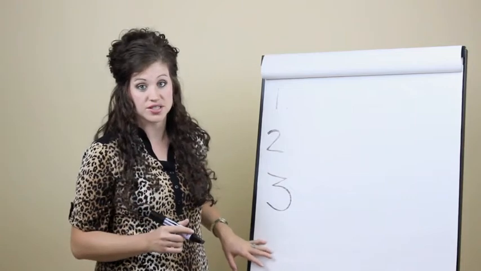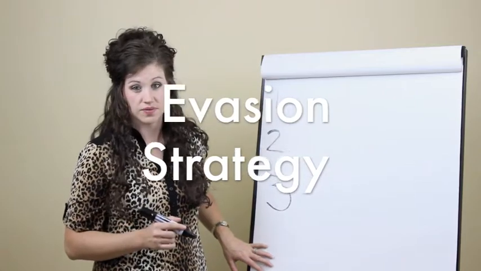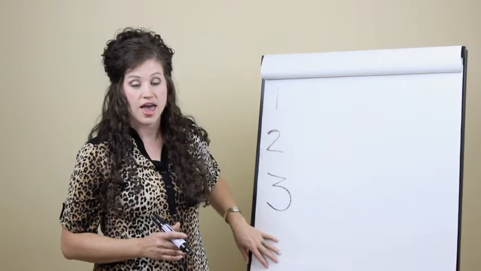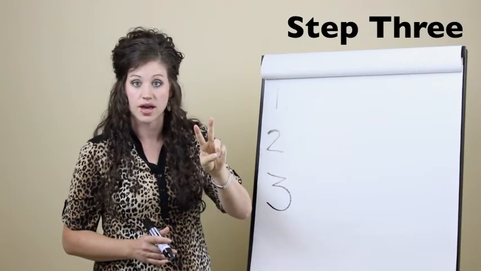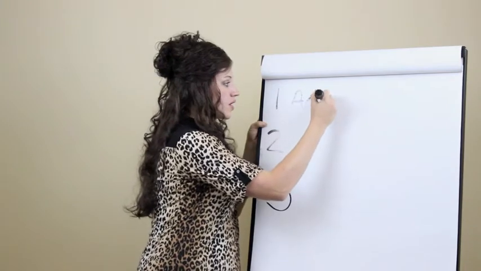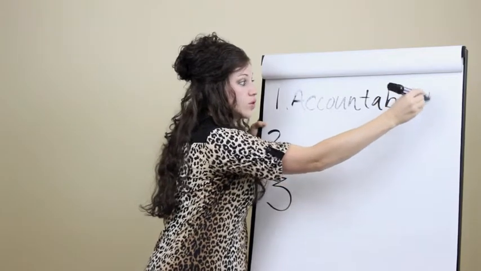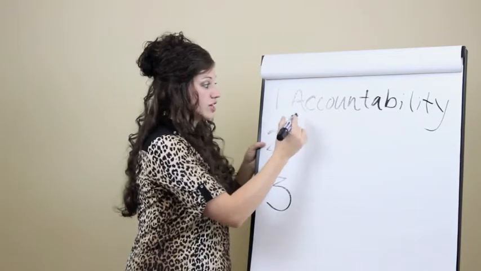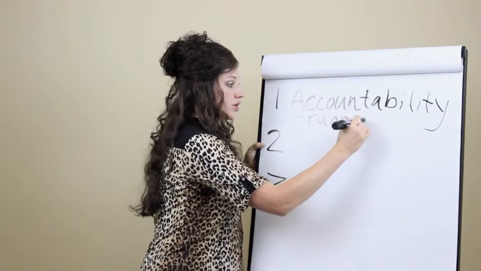The next thing we do, and this is where the power comes in, is what's called an evasion strategy. We're going to set up a strategy to evade these obstacles. For each obstacle, we're going to create 2 strategies or solutions. So maybe number 1 is accountability. In the past when you've set goals, the biggest obstacle you've had was accountability. One evasion strategy would be to get a running partner.